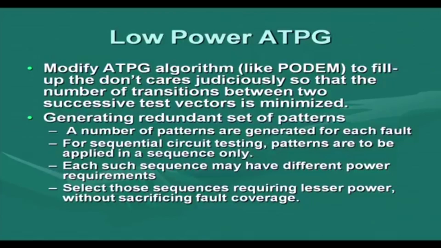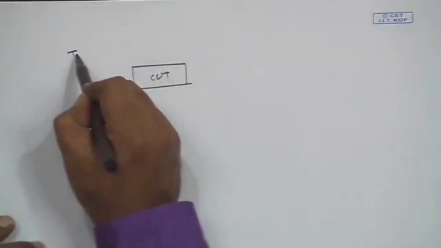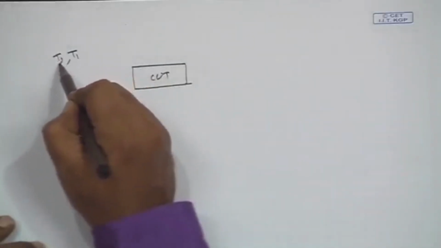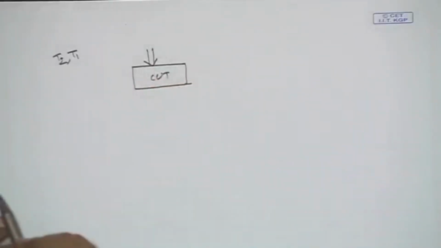Low power ATPG. Any standard ATPG algorithm will leave a number of don't cares not filled. Actually, those don't cares can be exploited so that we can minimize the transitions in a circuit. What I mean is, if this is the circuit, this test pattern generator has given me two test vectors, say T1 and T2. First T1 will be applied to the circuit and then T2 will be applied to the circuit.